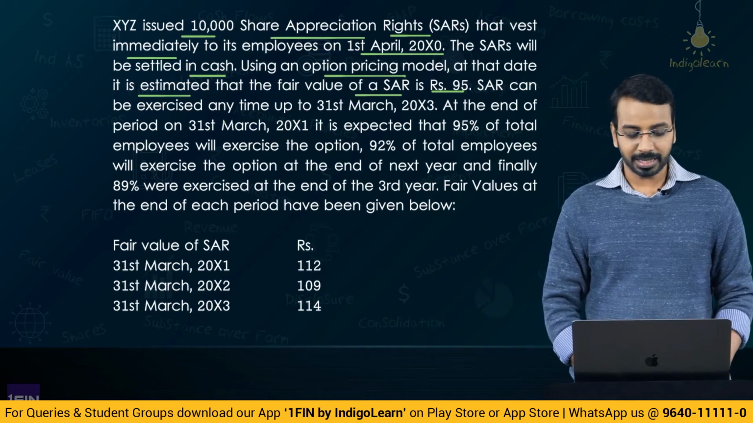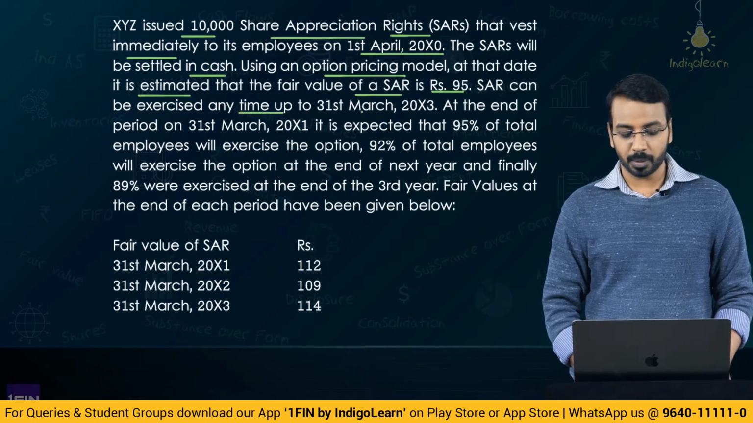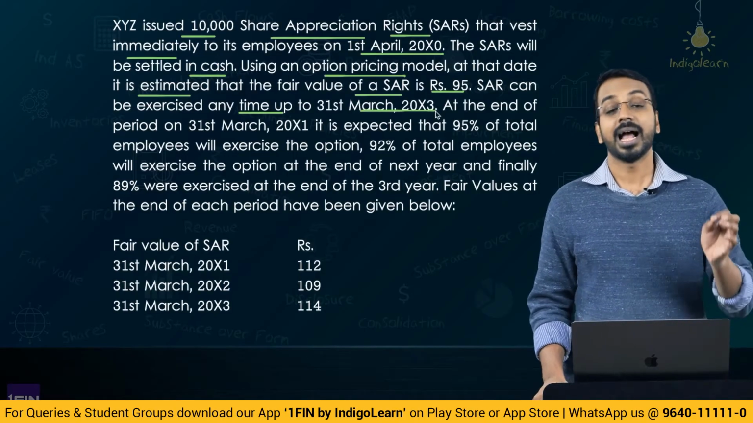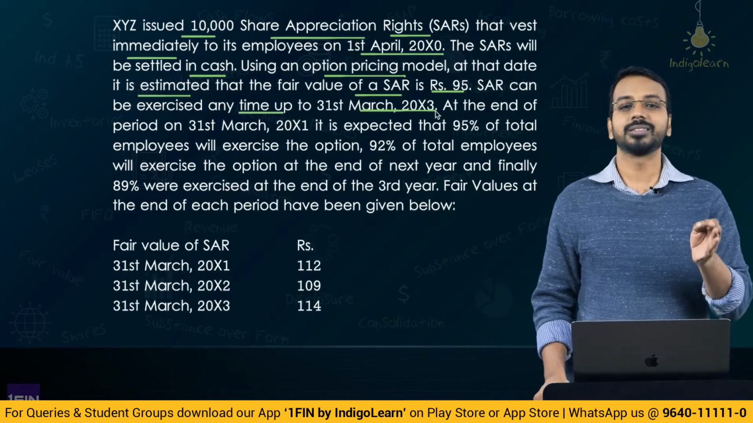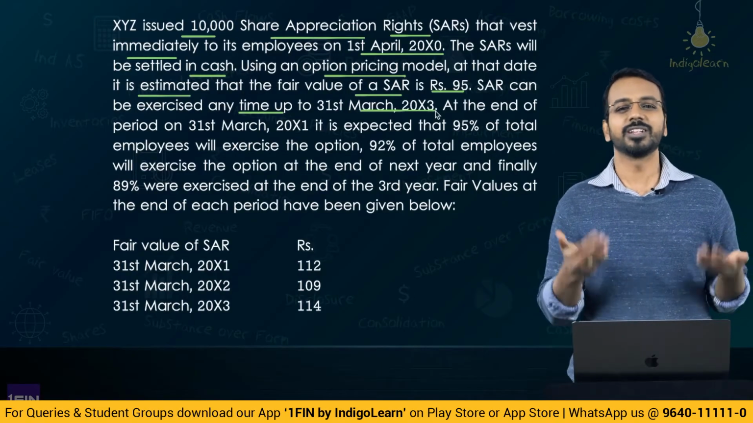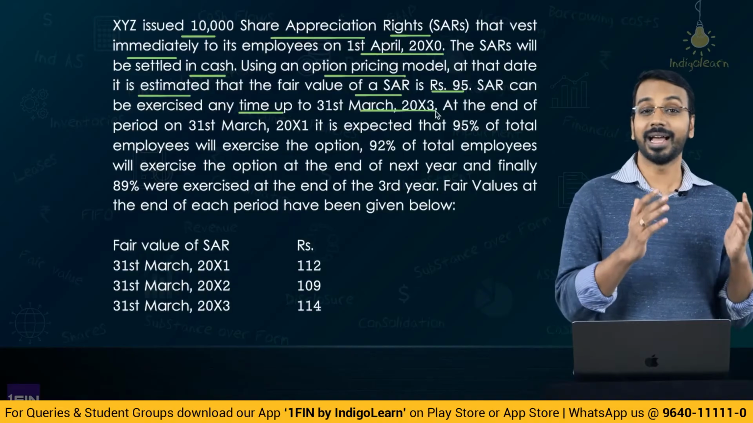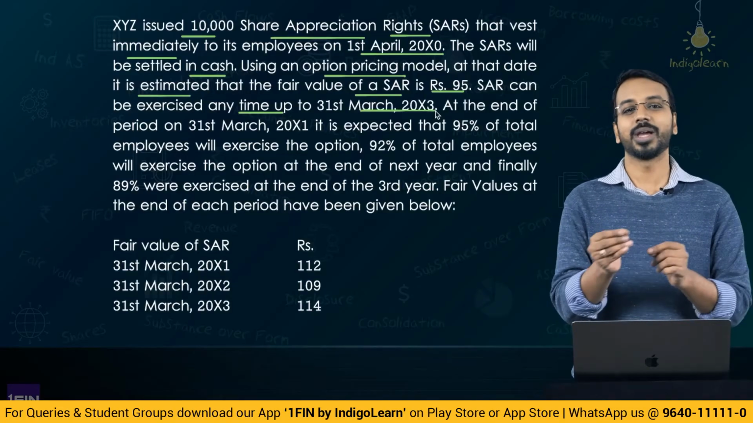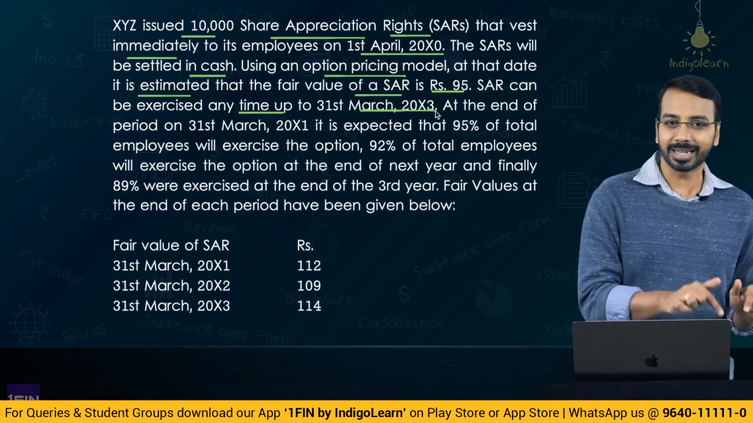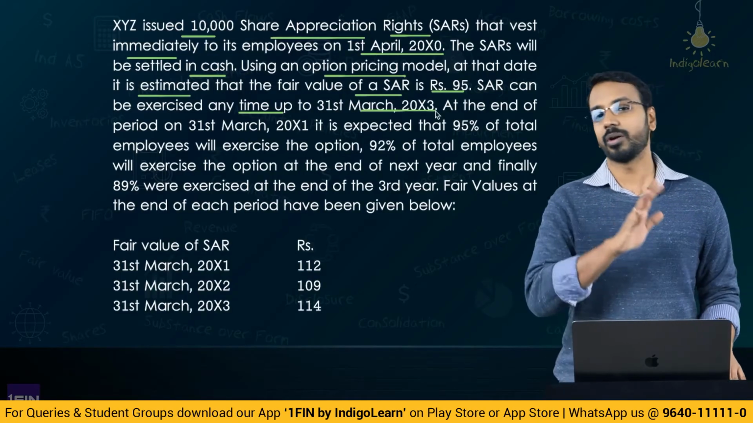Then the SAR can be exercised any time up to 31st March of year 3. So the right with the employee can be exercised at any point of time up till 31st March of year 3. So basically the employer is giving an option to the employee, whenever the market goes up, whenever our share prices go up, you can exercise. That is your choice. Employee has a right to exercise whenever the employee wants.